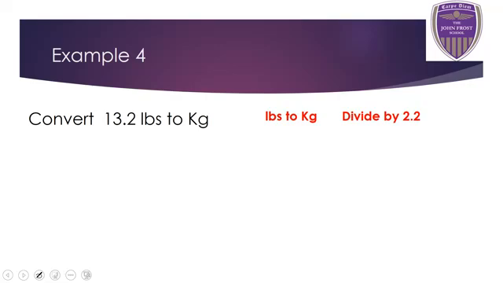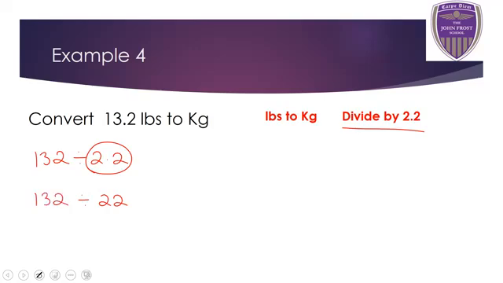This time I'm converting 13.2 pounds to kilograms. And again, I've got to divide by 2.2. So 13.2 divided by 2.2. Now that looks quite difficult. But if we follow the rules of dividing by decimals, what I can do is make this into a whole number. So if I make that into 22, this would become 132.